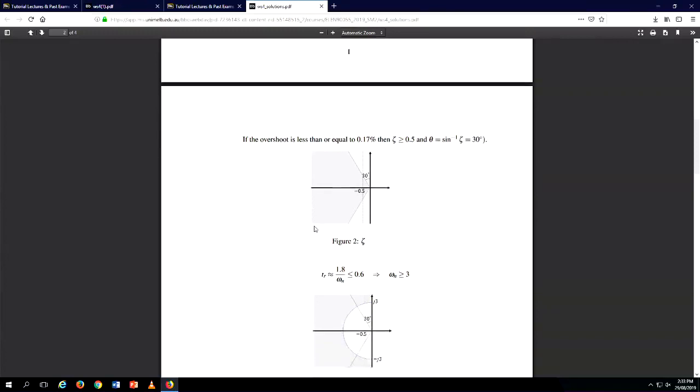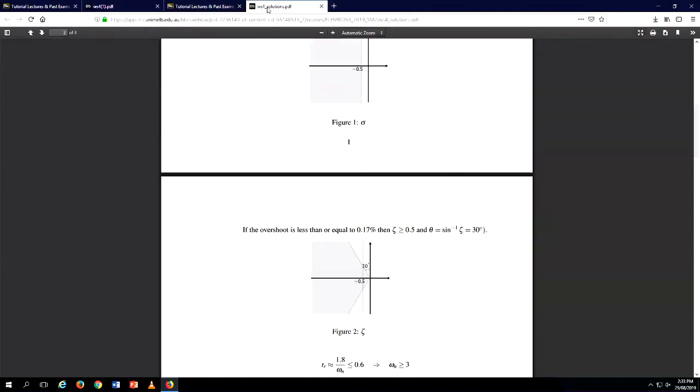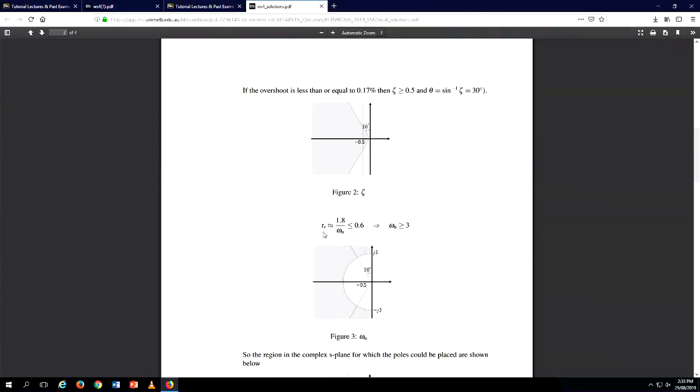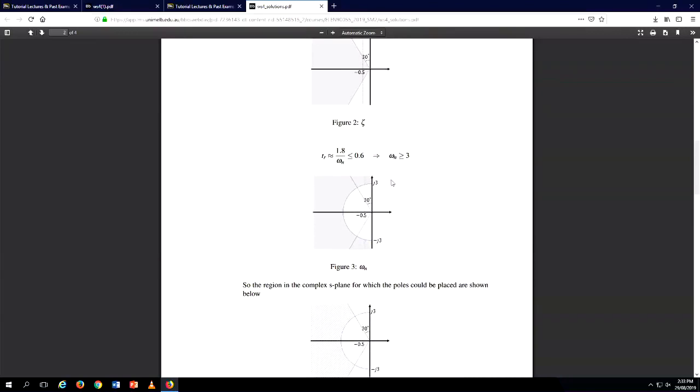And finally, the last condition that we were given is the rise time. Rise time should be smaller than 0.6 seconds. If you remember the formula for rise time, roughly speaking, rise time is 1.8 over omega n, where I remind you omega n is the natural frequency. That's the distance of the pole to the origin. The condition that we have here is that the poles should be outside this circle. In other words, the poles should be in this shaded region.